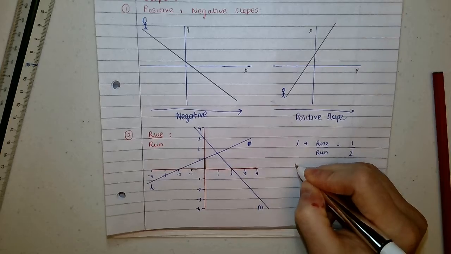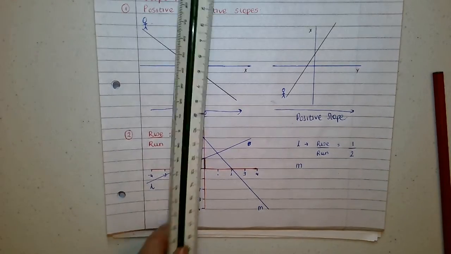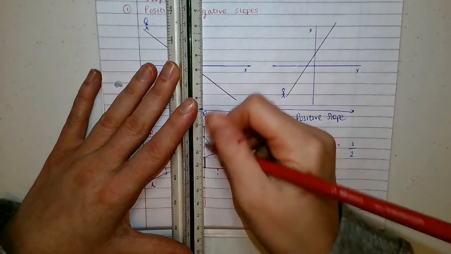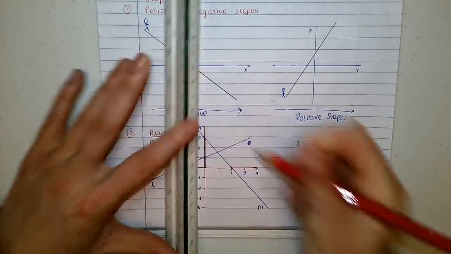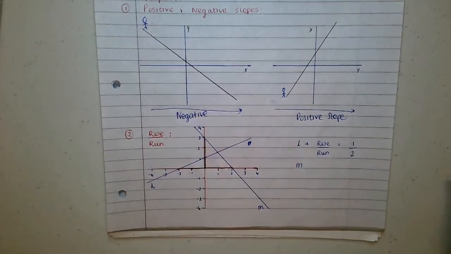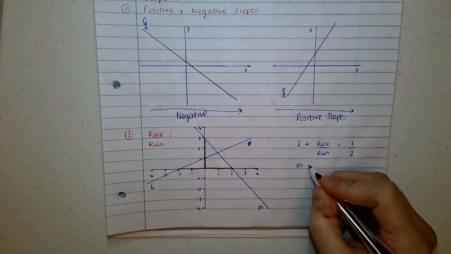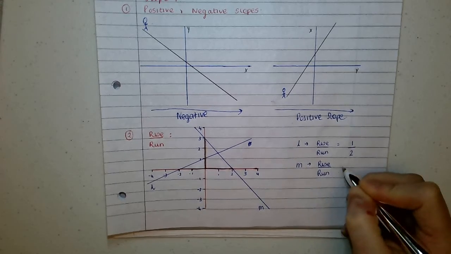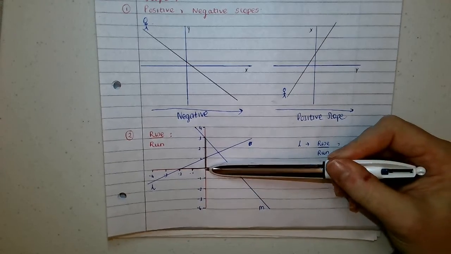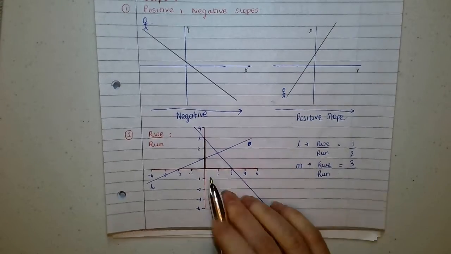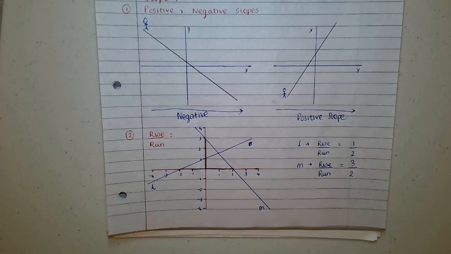Okay. If we look at line M then, again, we're going to draw a right angle triangle somewhere on the line. So I'm going to draw it here, the first side, and I'm drawing it here. Remember, it has to be right angled. Okay, and as you can see here, we're going to use rise over run. You can see here that the triangle rises by 3 and it runs by 2.